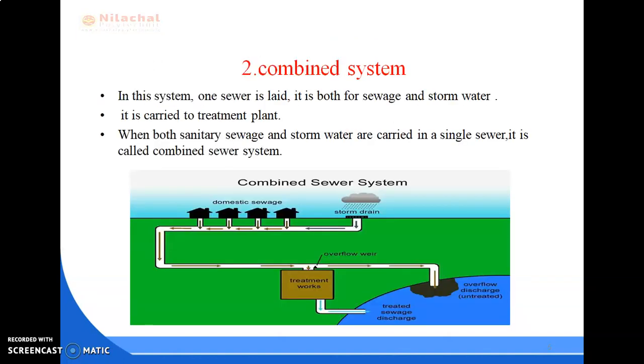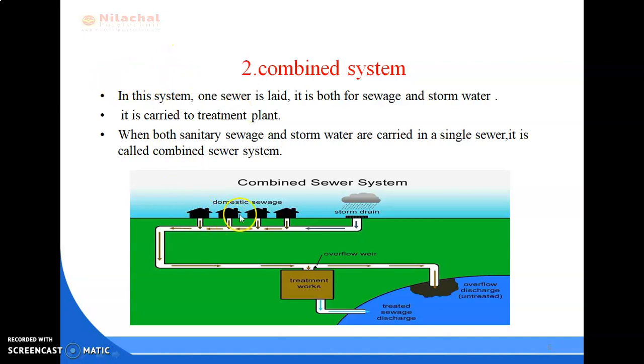Then number 2, combined system. When the drainage is taken along with sewage, it is called a combined system. In this system, one sewer is laid for both sewage and storm water. It is carried to the treatment plant. When both sanitary sewage and storm water are carried in a single sewer, it is called combined sewer system, and this is also clearly shown in this figure.